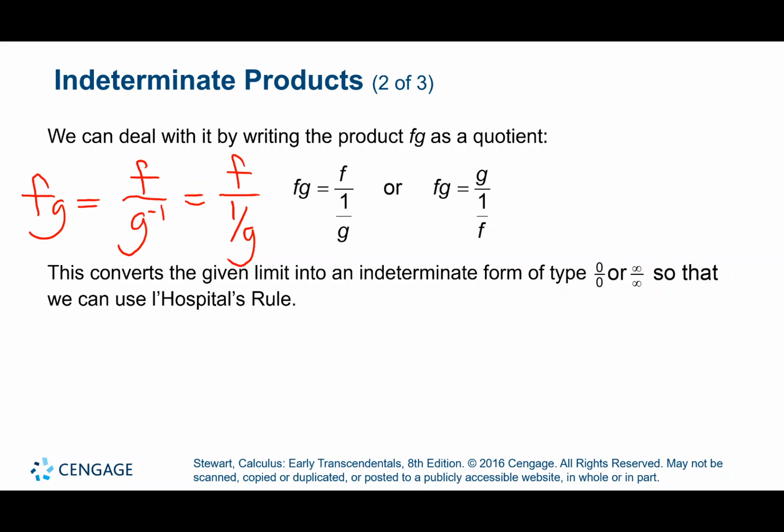So in this case, if the limit of f was 0 and the limit of g was infinity, when you do that, you would get 0 on the top, and you would have 1 over infinity on the bottom. What would that limit be? 0. So then we've got it in 0 over 0 form. We can use L'Hopital's rule. Same thing applies if you switch it around. You could either get 0 over 0 or infinity over infinity. It just depends on how you manipulate it.